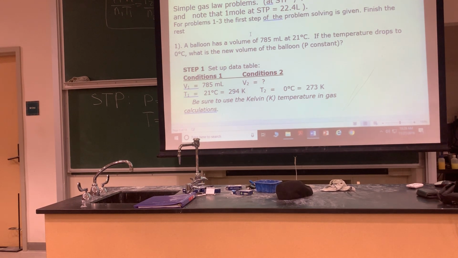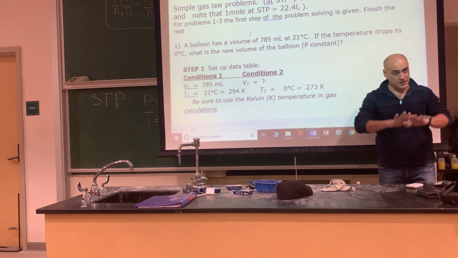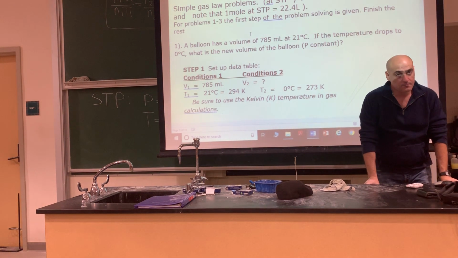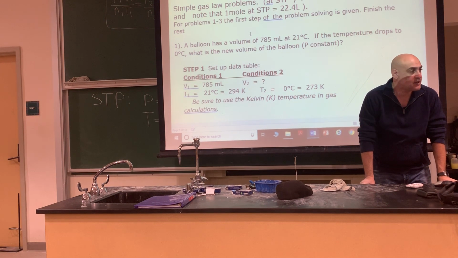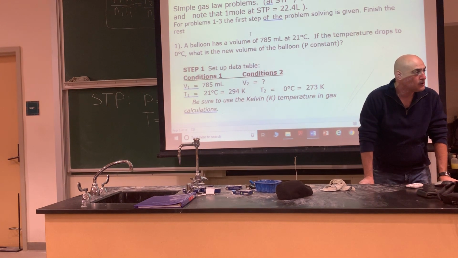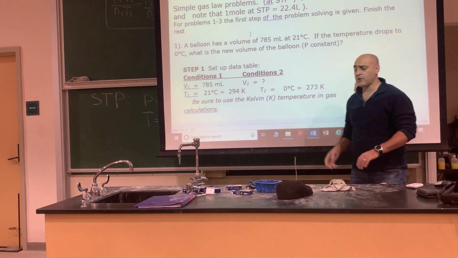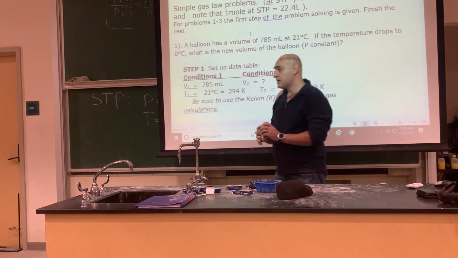The question says you have this balloon, and the volume is given to me, 785 milliliters at 21 Celsius, and they're saying the temperature now drops to 0 Celsius. They don't say anything about the moles, and by the way, if the problem says nothing about the moles, the moles are not varying, then it's constant. Now, if I mention in the problem that there's gas leaking, then the moles will change.